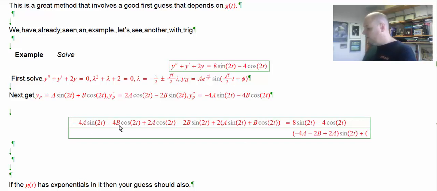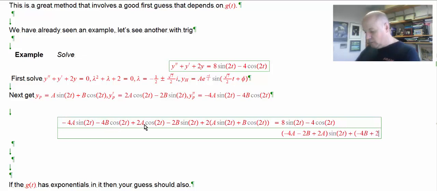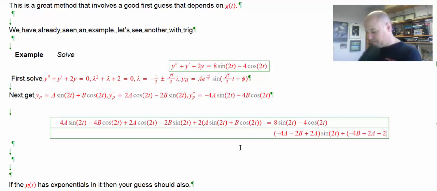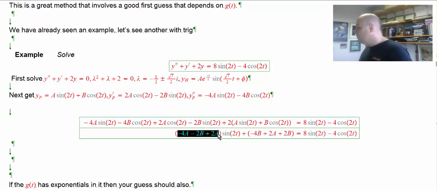Plus the cosines. I have a minus 4b here, and I have a 2a here and a 2b here, equals the target function. So I can see the coefficient in front of the sine is 8, so this bracket must be equal to 8. The coefficient in front of the cosine is minus 4, so this bracket must equal minus 4.